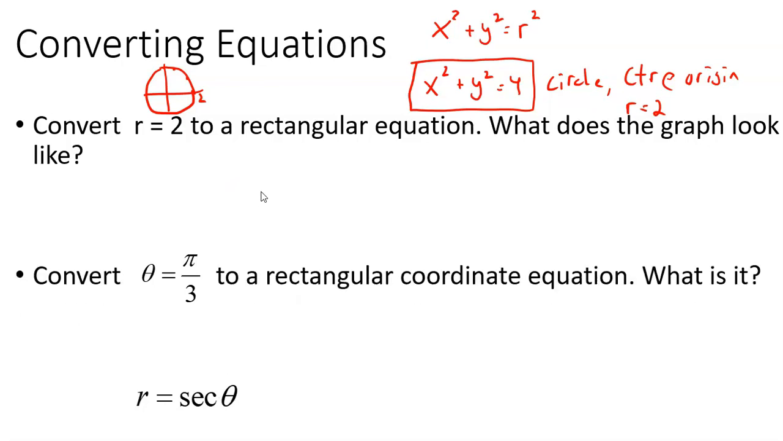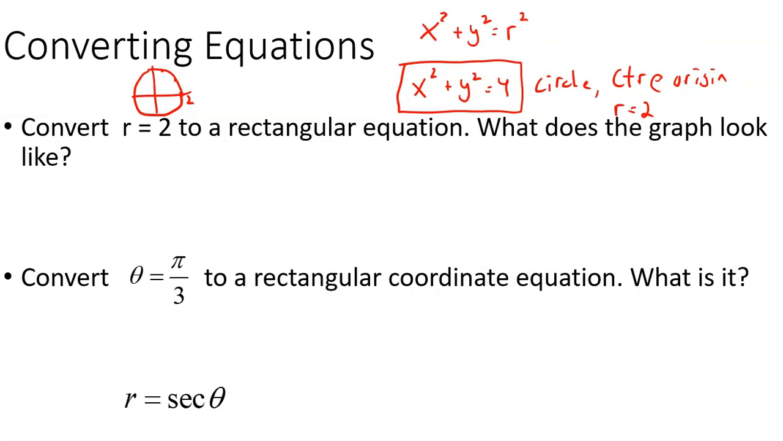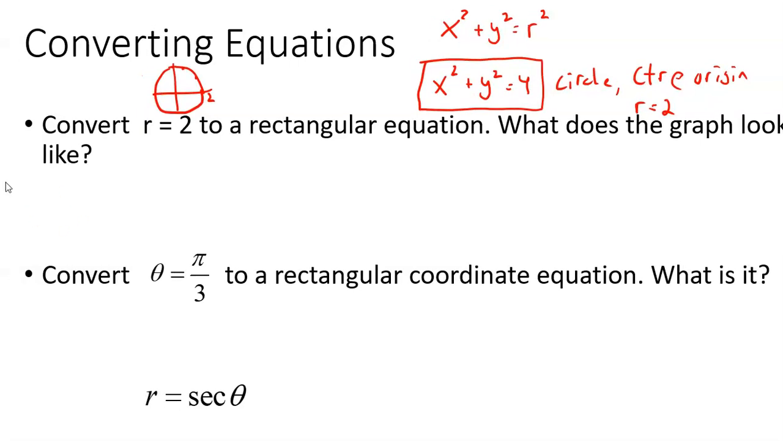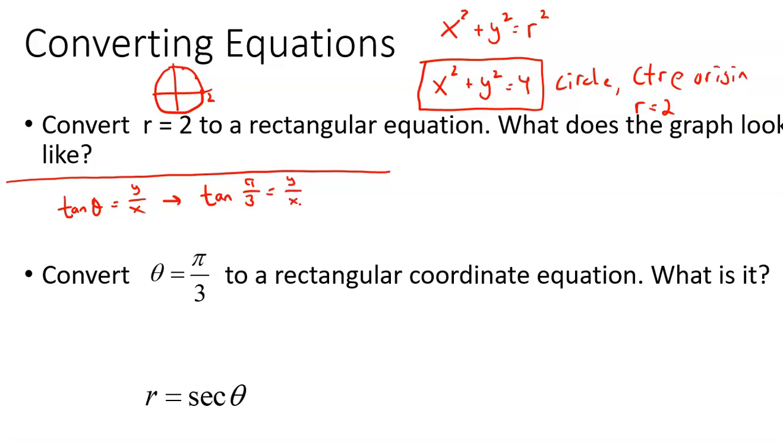All right, here's another one. Convert θ = π/3 to a rectangular coordinate equation. So this time, I'm going to need something that's got no dependence on the radius, right? The radius doesn't matter. It's just dependent on the angle measure. All right, what can I do for that? Which one haven't I used yet? How about tan θ = y/x? And this time we'll replace the theta with π/3. All right, so I'll end up with tan(π/3) = y/x.